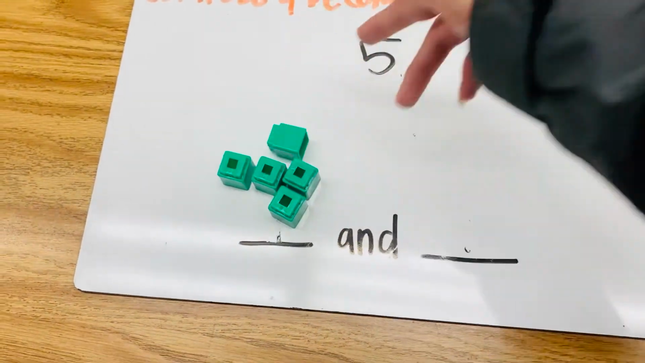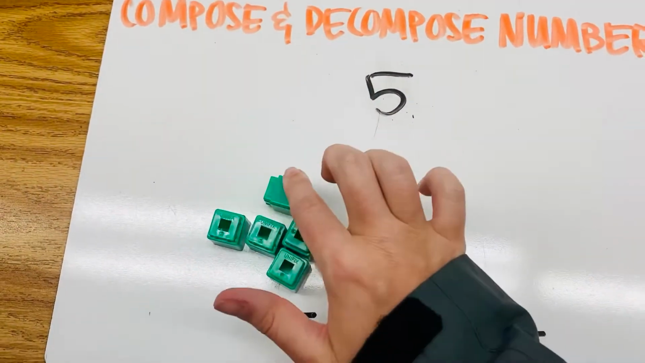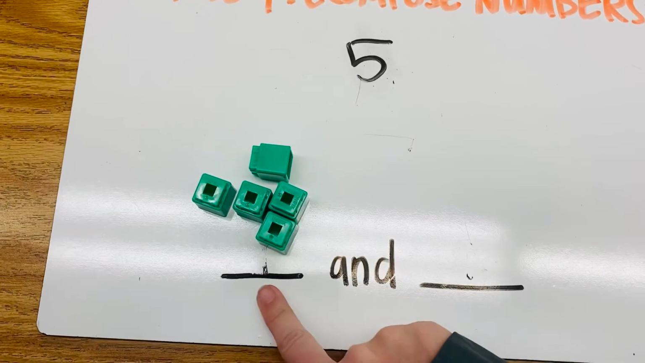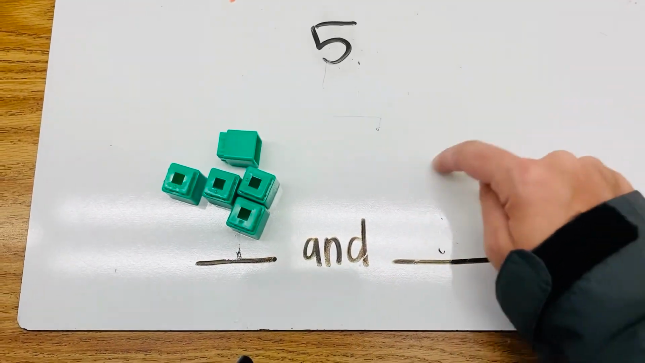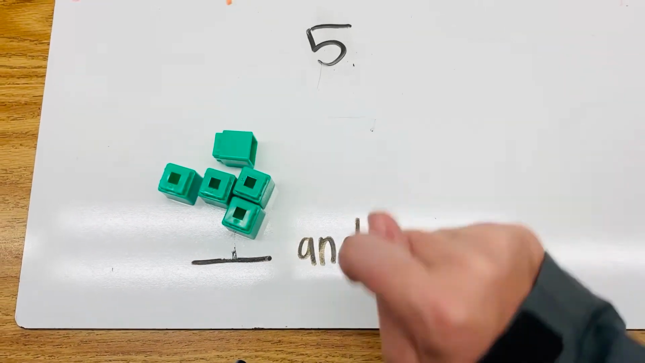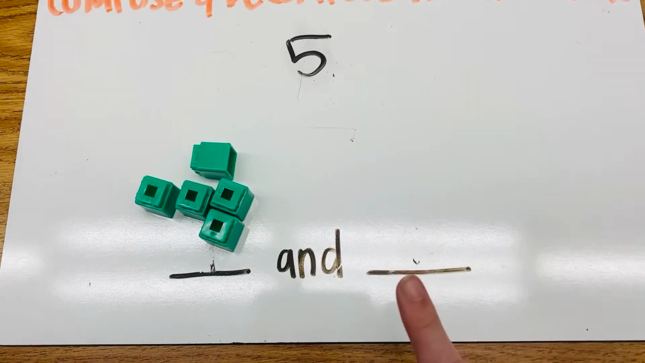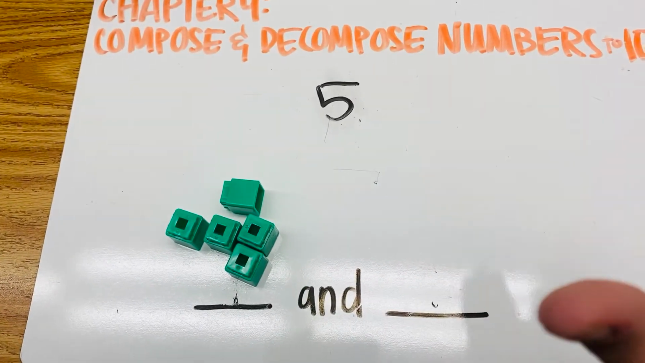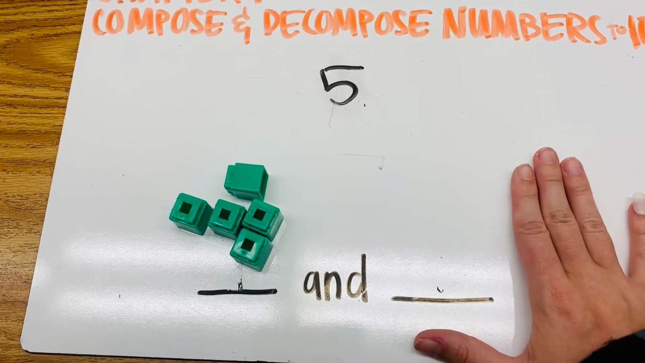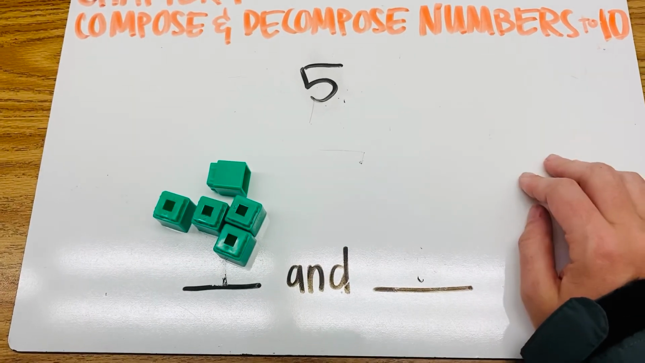And then, of course, if I threw all the cubes over here, I have 1, 2, 3, 4, 5. I have 5 over here. And then I have a big goose egg, a big 0 over here. So 5 can be broken down into 5 and 0. Now, I'm going to erase this, and we are going to look at 6 through 10 in another video.